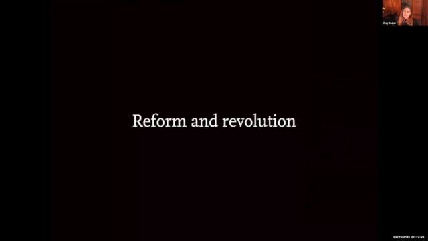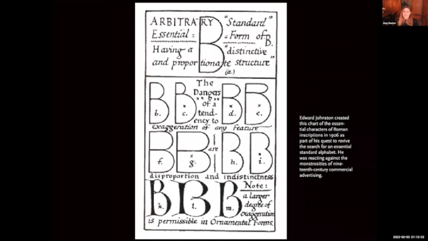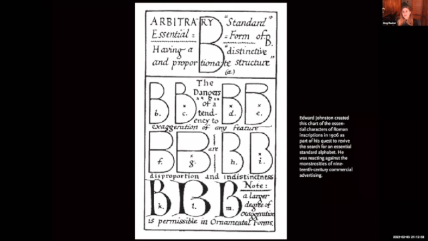We move to Reform and Revolution. And this is really that moving away from the monster font. So now we go into Edward Johnson, who created this chart of essential characters of Roman inscription, 1906. Part of his quest was to revive the search for an essential standard alphabet, and he was reacting against those monster fonts of the 19th century of commercial advertising.